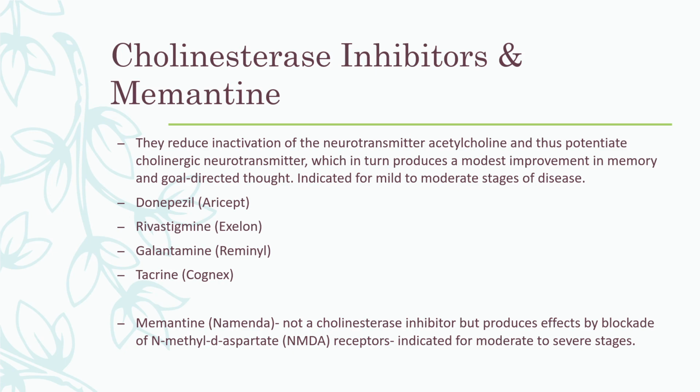So, if we look at the cholinesterase inhibitors, okay, and memantine, otherwise known as Namenda, all right? The cholinesterase inhibitors reduce the inactivation of the neurotransmitter acetylcholine, thus potentiating cholinergic neurotransmitters and in turn producing the modest, here's the key word, modest improvement in memory and goal-directed thought. Now, I will tell you different texts may vary. Most textbooks will vary anywhere between 3 to 6 months of maximum benefit with any of these drugs, okay? So beyond that, there is no more benefit.